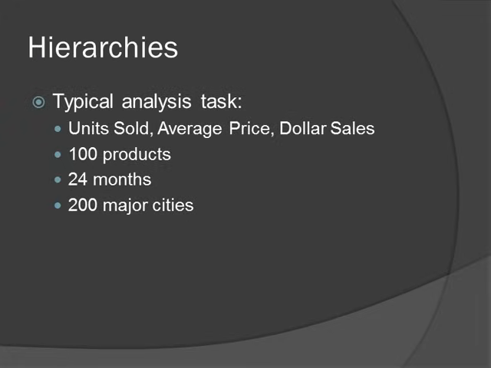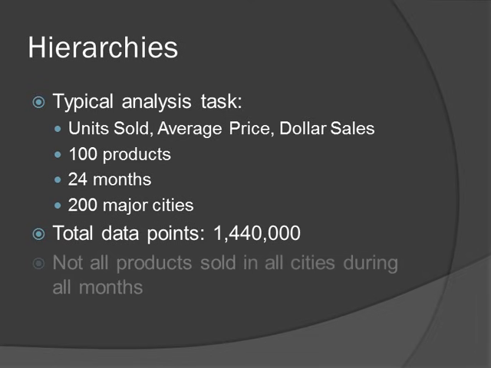So let's assume that you're a business analyst for a typical consumer goods company. Your job is to perform a thorough analysis of units sold, average prices, and dollar sales for 100 specific products that your company sells. Your analysis includes looking at patterns across 24 months for 200 major cities in the US. So how many data points are you going to have to look at? The answer is 1,440,000. That's the 3 measures by 100 products by 24 months by 200 geographies. That's a lot of data points.